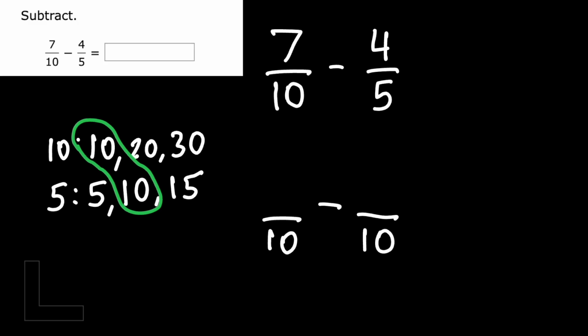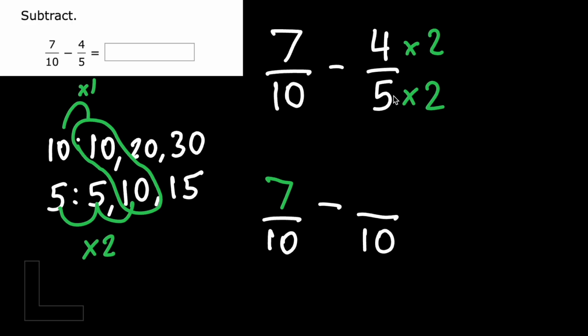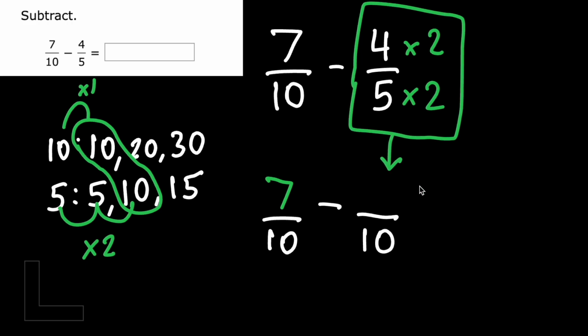Since 10 times 1 is 10, our first fraction can stay the same. However, since 5 times 2 makes 10, we need to multiply both the top and the bottom of our second fraction by 2 to make an equivalent fraction that has 10 in the denominator. So 4 times 2 makes 8, 5 times 2 makes 10, so our equivalent fraction is 8/10. Now we can solve. 7/10 minus 8/10 is -1/10.